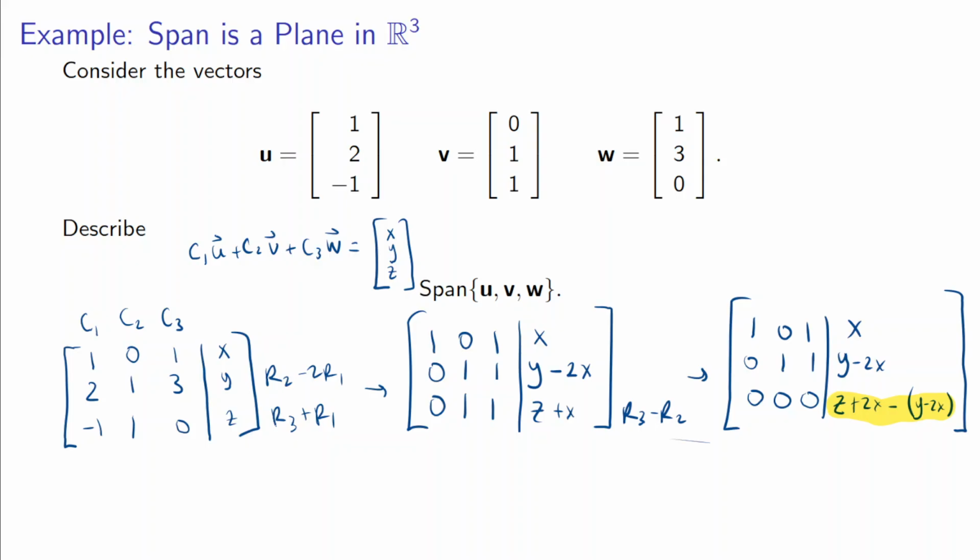And so what we've discovered here is that solutions to this will only exist when 0 equals, maybe I'll clean this up a little bit, z plus 2x. Oh, sorry, that should have said plus x.